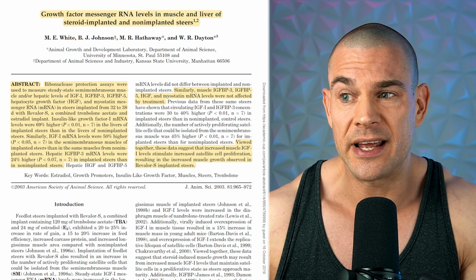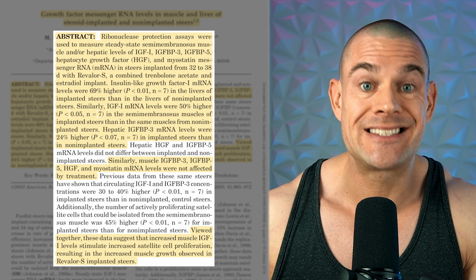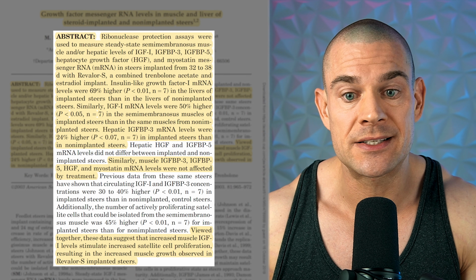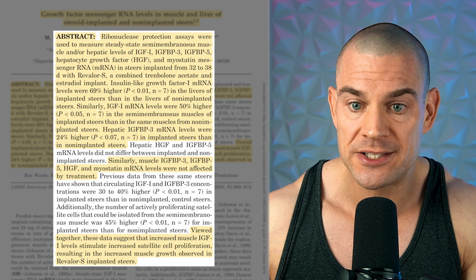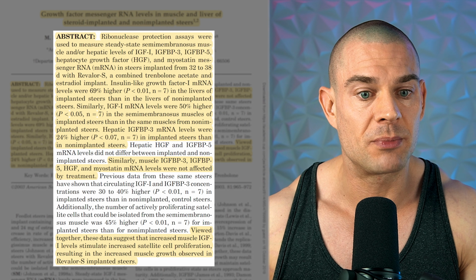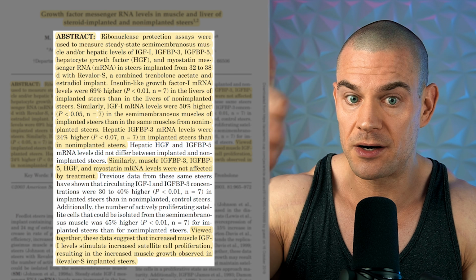Basically cattle that are the equivalent of SARM goblins. In this study, they implanted steroid Revelor S pellets consisting of Trenbolone acetate and estradiol. It appears that in the implanted steer liver, IGF-1 messenger RNA was 68% higher, so that's a big bonus. Skeletal muscle IGF-1 messenger RNA was about 50% higher, another bonus.